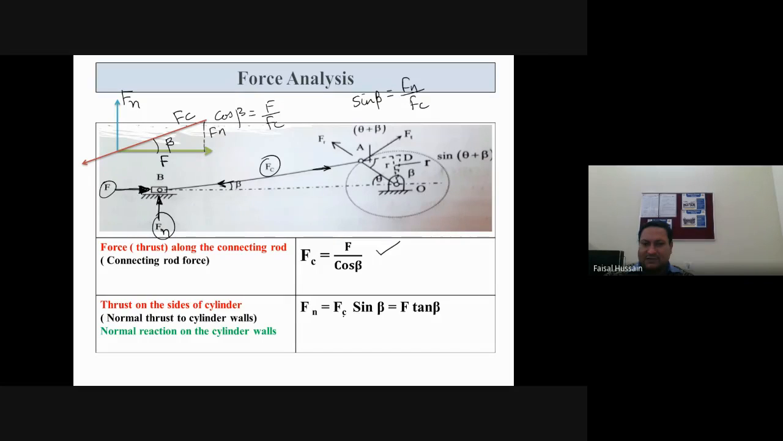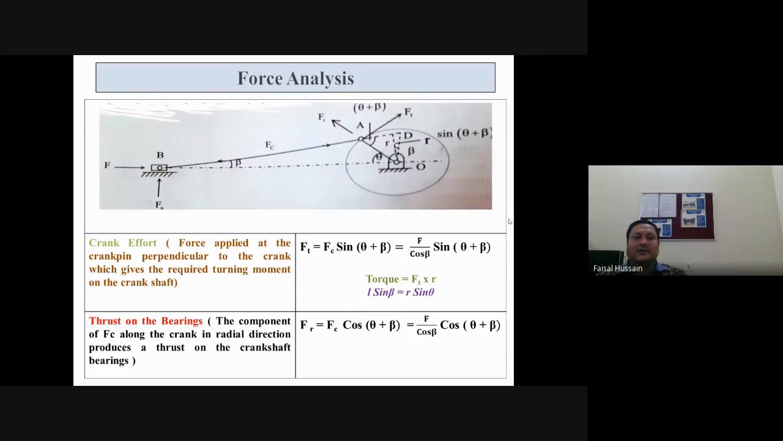And instead of Fc, if I substitute F upon cos beta, so F sine beta upon cos beta will be F tan beta. So if you know this free body diagram, there is no need to mug up the relations. Directly by using trigonometry, you can solve it.